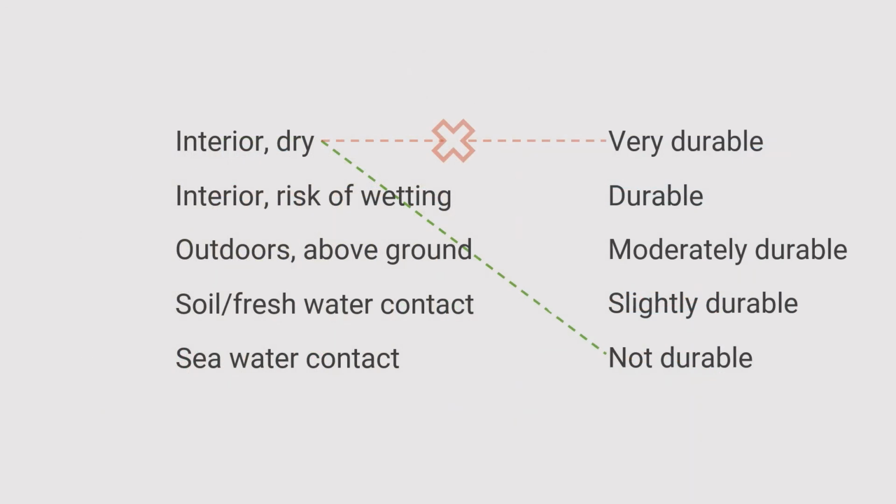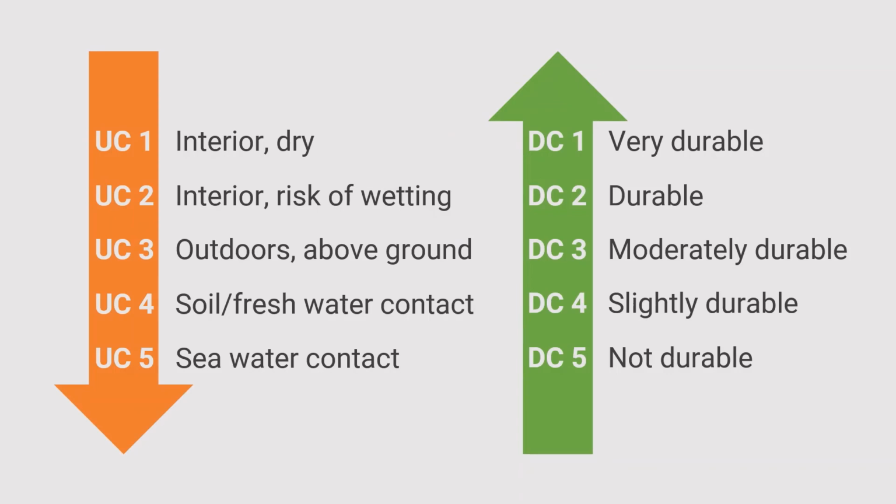Applications where there is little risk of rot don't need to use very durable wood, but the higher the use class, the more durable species and greater protection are required.